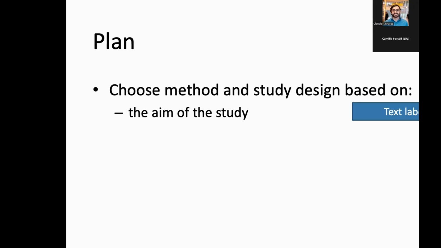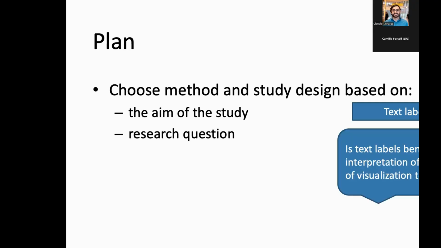So, of course, the aim of the study, why are you really doing this? And this, I have borrowed this slide from Niklas. It's part of our other tutorial. It might be the case that we want to look into whether text labels work in a specific visualization or not, right? And then also you need to come up with specific research questions that you think will give you good and useful results, and that you will be able to answer your aim and your research questions with, right? Are they beneficial for interpretation of this type of visualization technique?